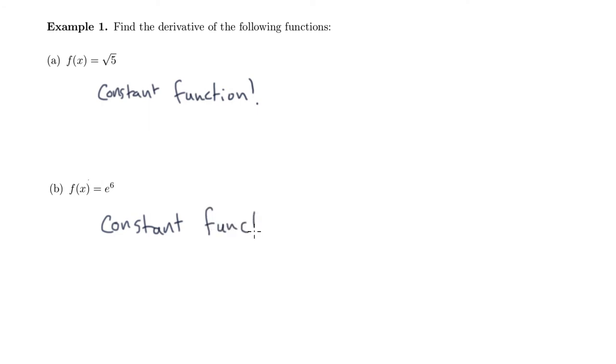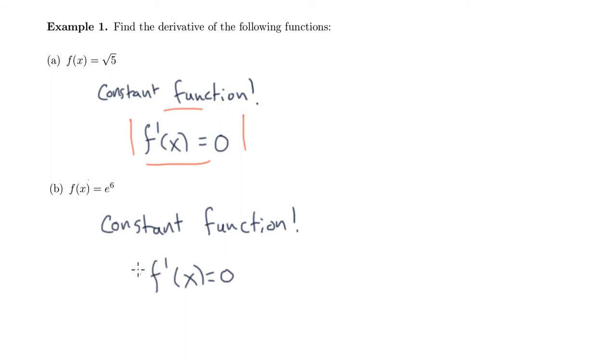Don't get tripped up on trick questions like this. If you just have a number, no matter how crazy that number looks, and you take the derivative, you get 0. So in both cases, f prime is just 0. So that is as easy as it gets. So don't miss out.